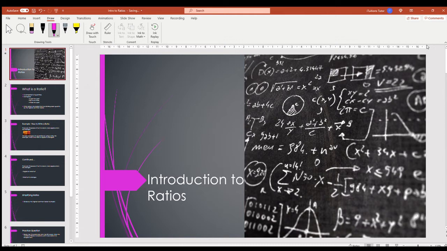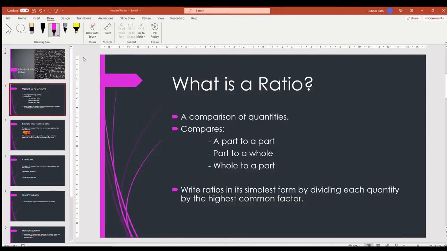In this session, I'm going to show you how to write and simplify ratios. Let's start by looking at what is a ratio. A ratio is a comparison of quantities. We use ratios to compare a part to a part, or a part to a whole, or a whole to a part. We can write ratios in its simplest form by dividing each quantity by the highest common factor.